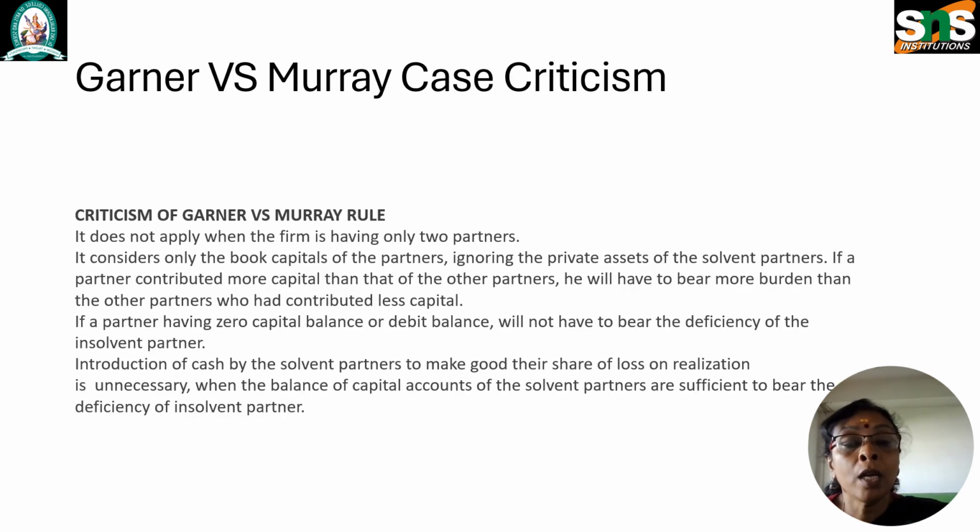Here, the main criticism of this case is that it does not apply when the firm has only two partners. It considers only the book capital of the partners, ignoring the private assets of the solvent partners. If a partner contributed more capital than the other partners, he will have to bear more burden than the other partners who had contributed less capital.